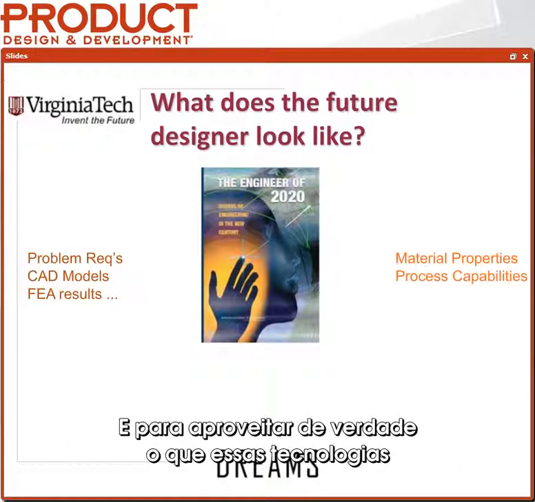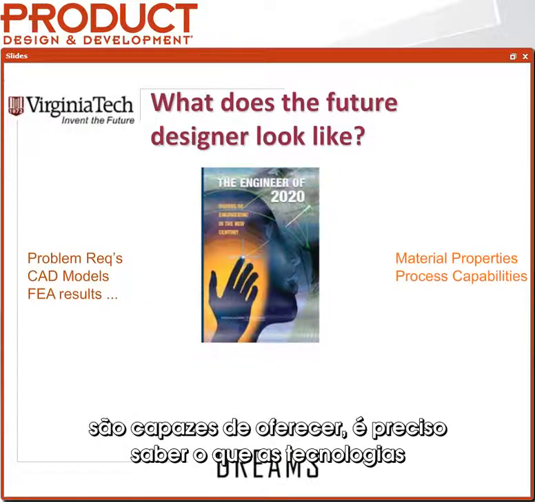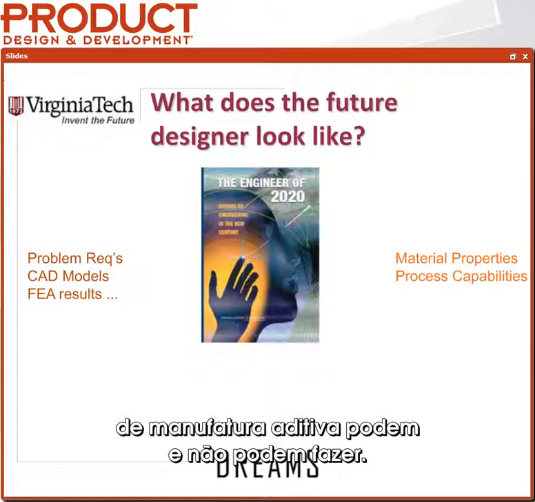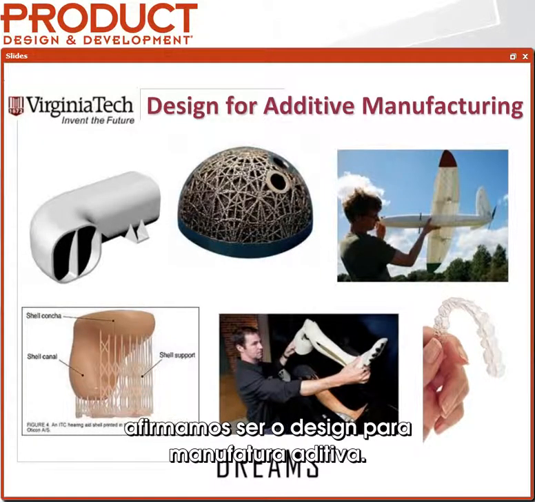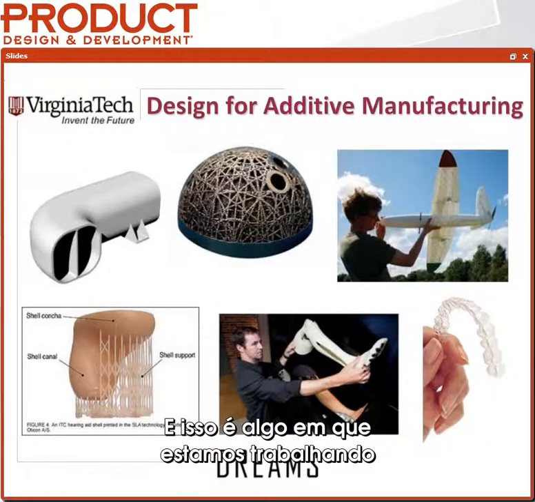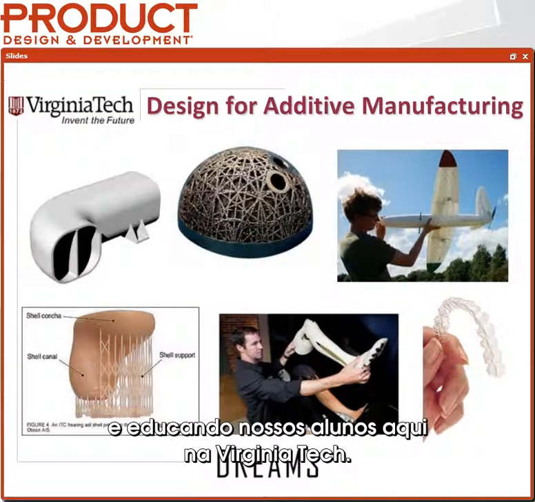And to truly take advantage of what these technologies are capable of doing, you've got to know what the additive manufacturing technologies can and can't do. And so this is all sort of under the umbrella of what we say is design for additive manufacturing. And this is something that we at Virginia Tech are really working on and educating our students.